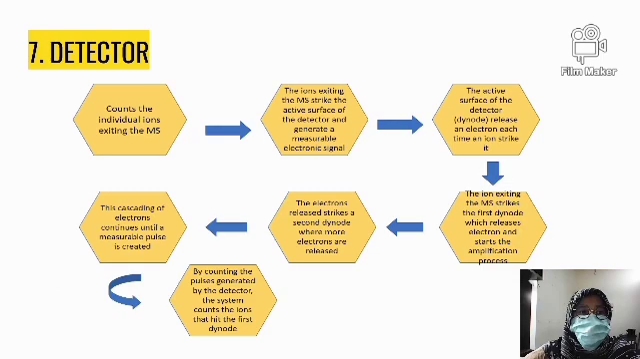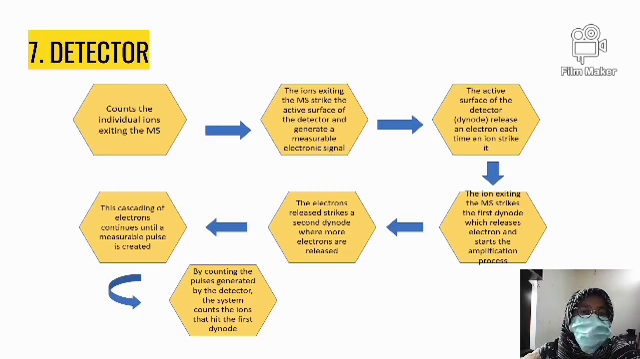In the detector, it counts the individual ions exiting the MS. The ions exiting the MS strike the active surface of the detector and generate a measurable electronic signal. The active surface of the detector dynode releases an electron each time an ion strikes it. The ion exiting the MS strikes the first dynode, which releases an electron and starts the amplification process.